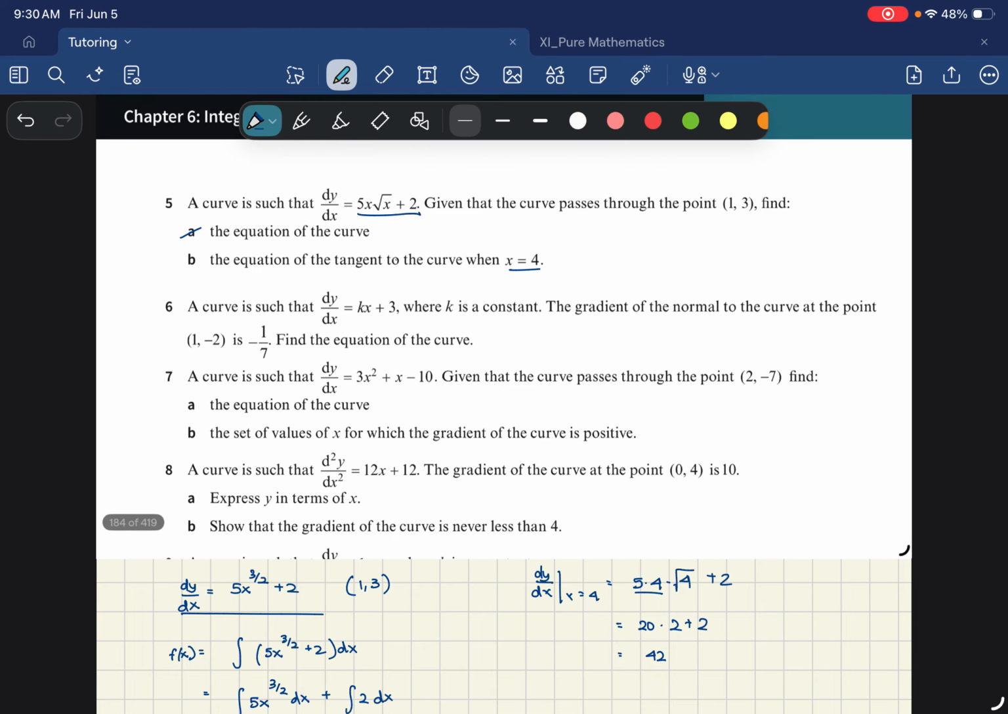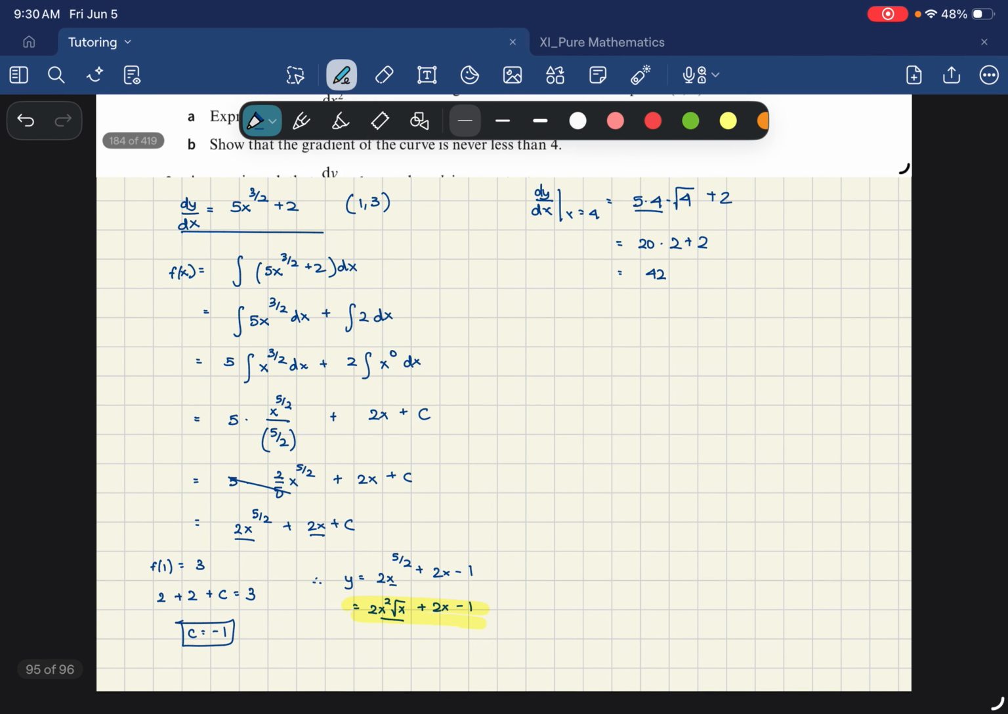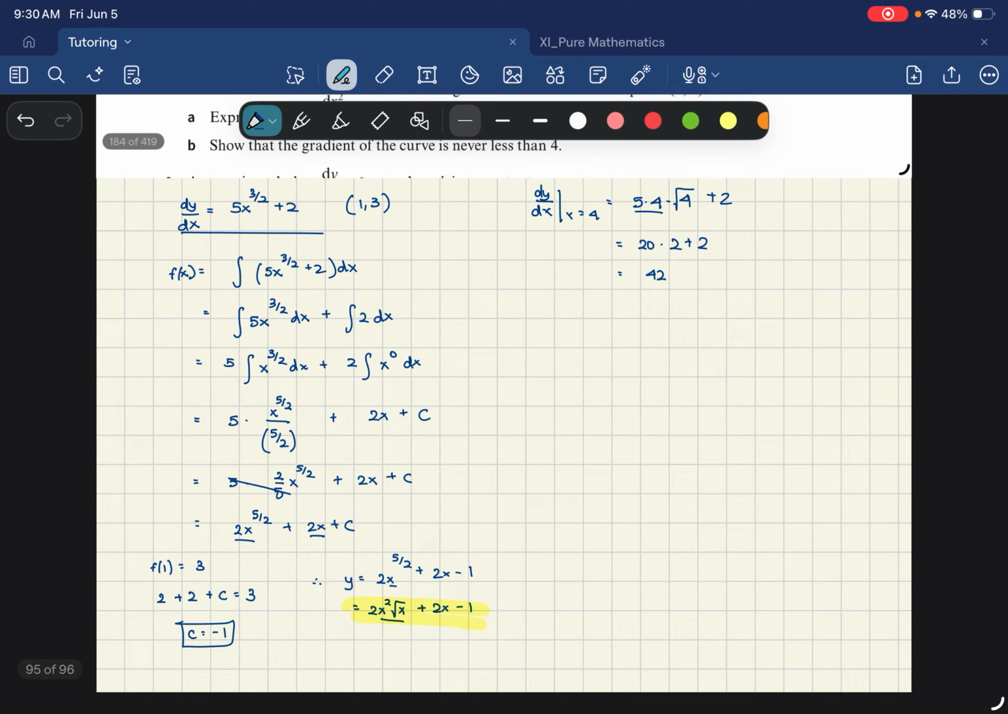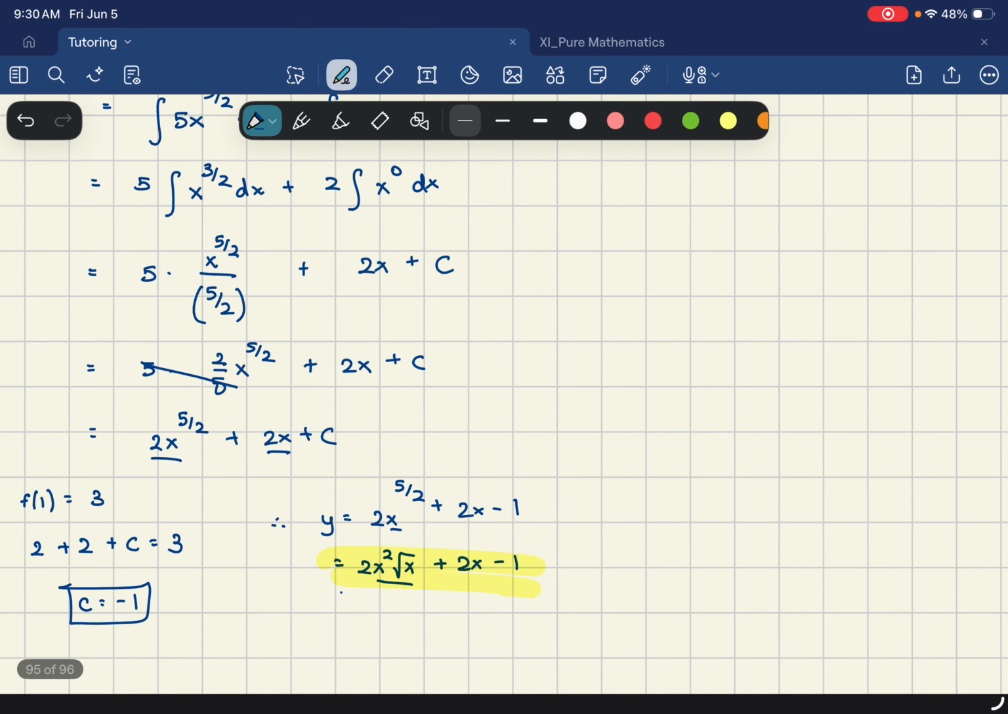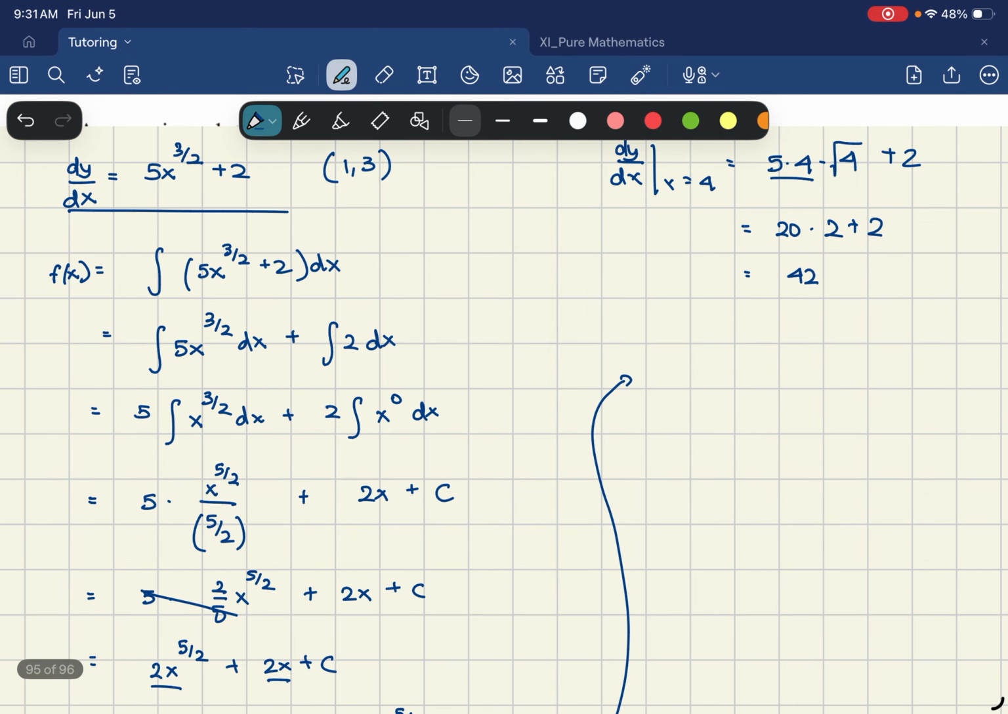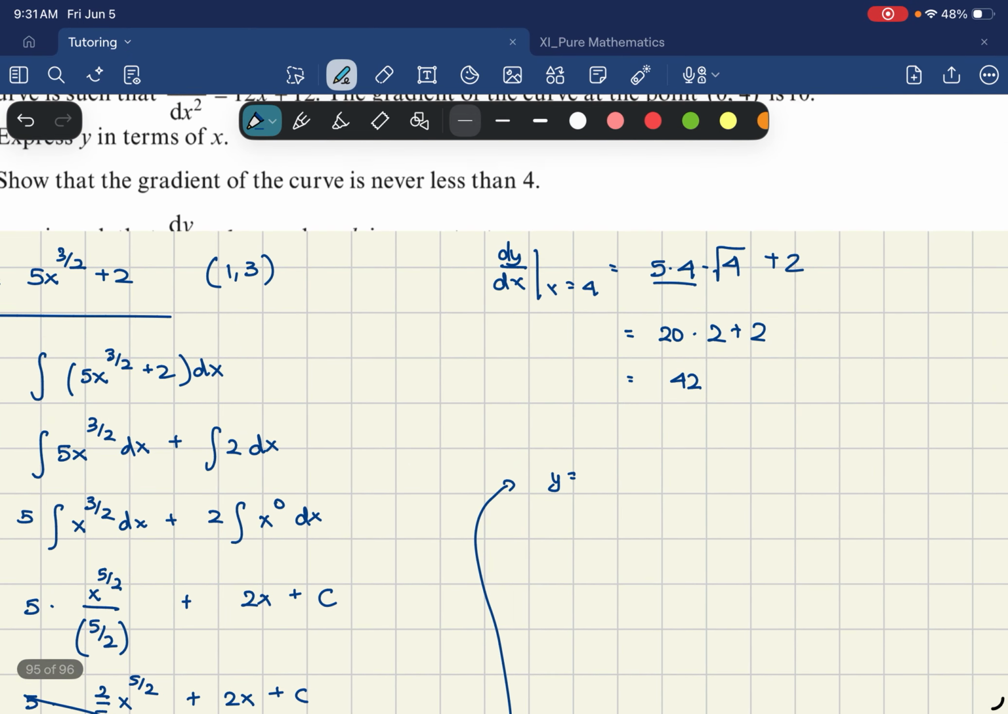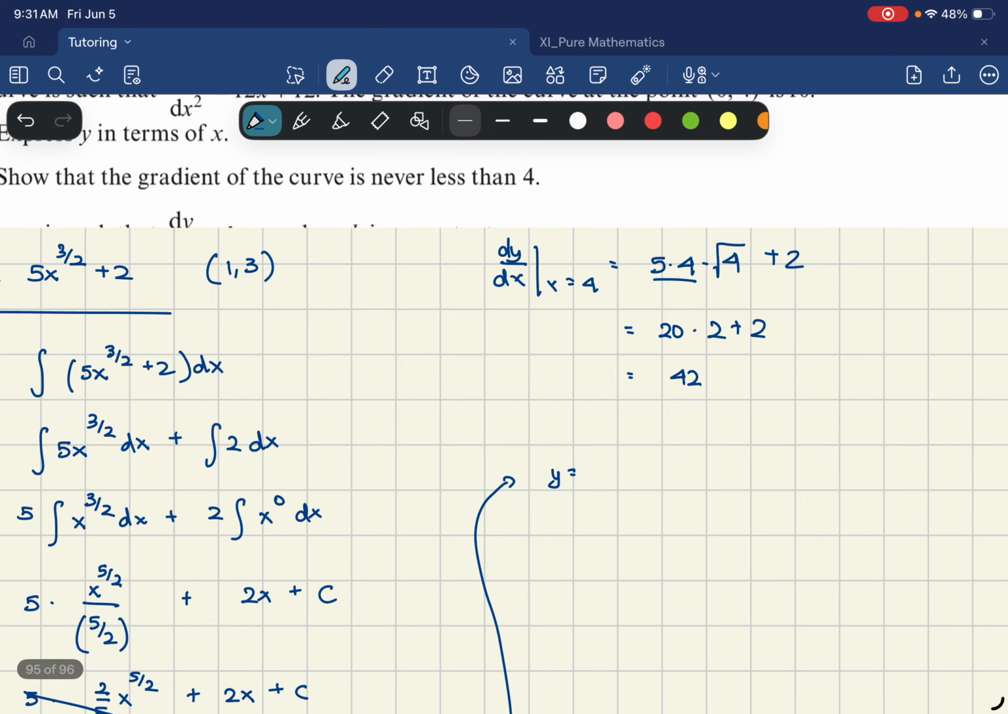The equation of the tangent to the curve when x is equal to 4. So when x is equal to 4, what is my y value? What is my output value? We need to use this equation to figure that out. When x is equal to 4, what is y equal to? Do not look at the derivative. Look at the main curve.